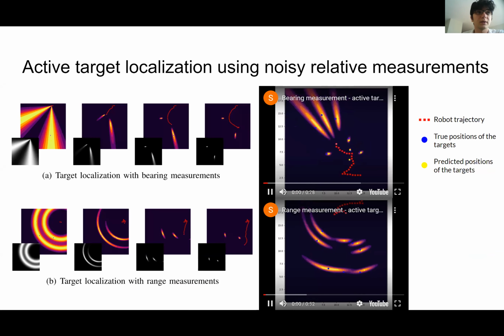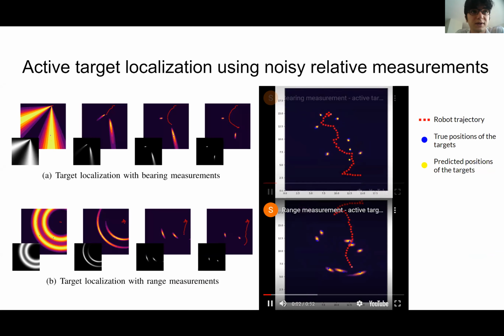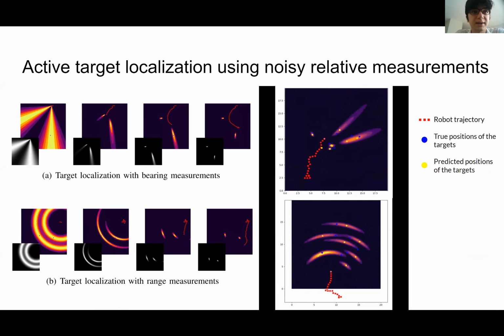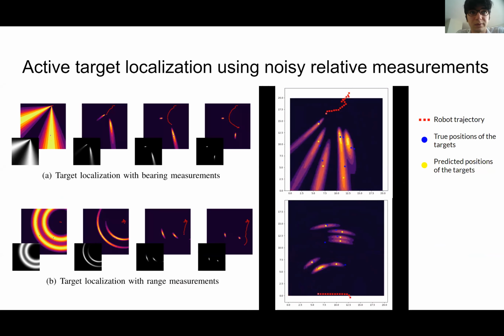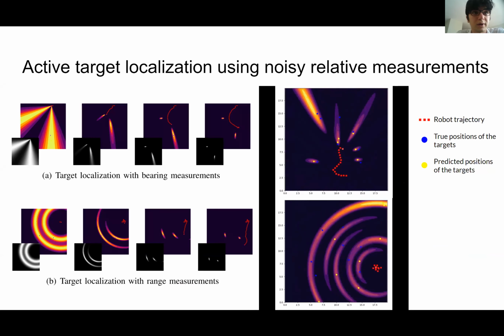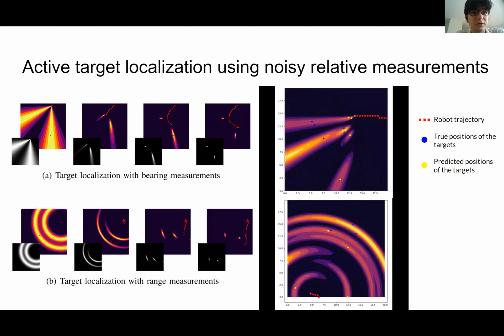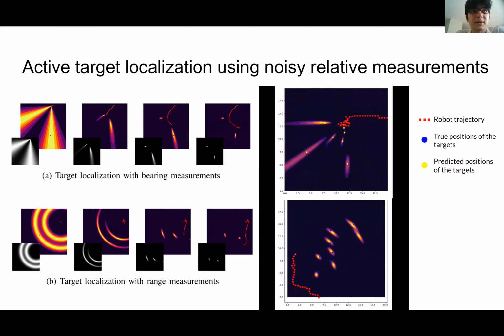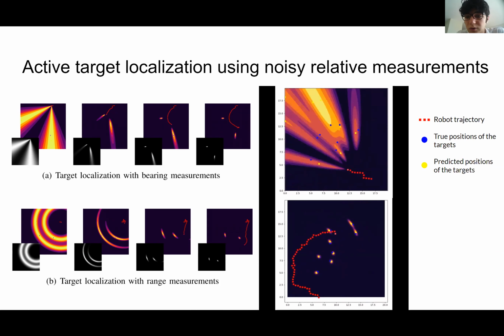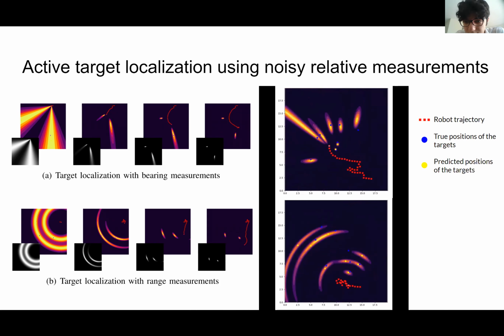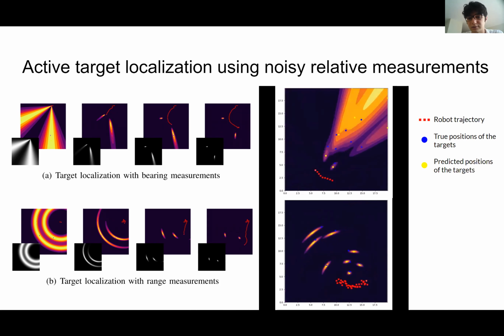We show that using top-down images of these histograms as input to a CNN-based actor network, we can compute next measurement locations to localize multiple targets in the environment. Here you see two examples for localizing two targets using bearing and range measurements on the left. And on the right, you see some examples showing our method in action to localize 8 targets, again using bearing and range measurements.